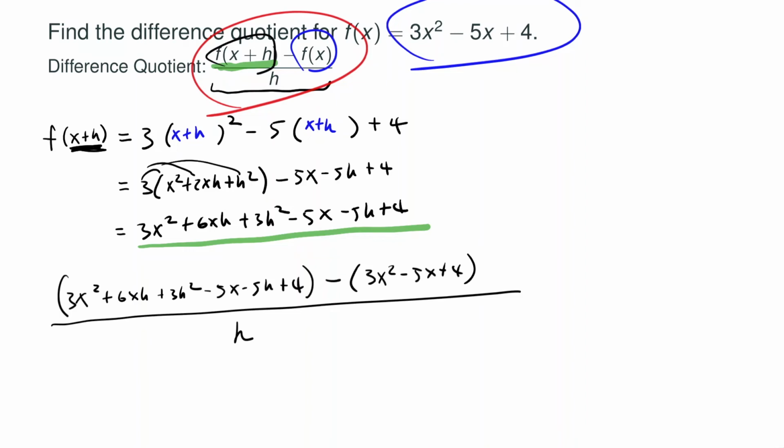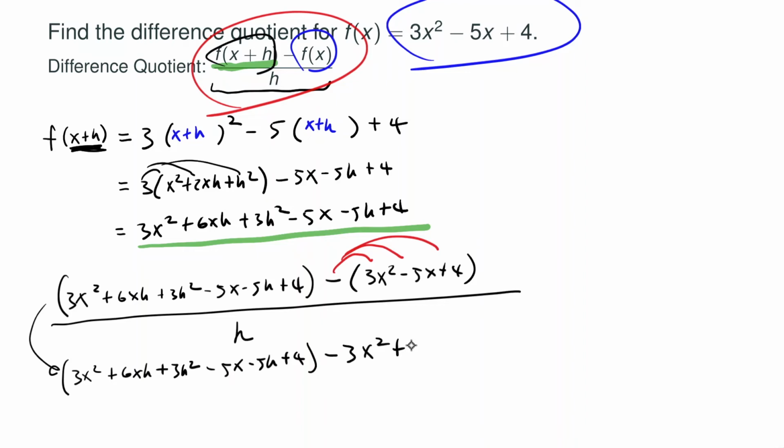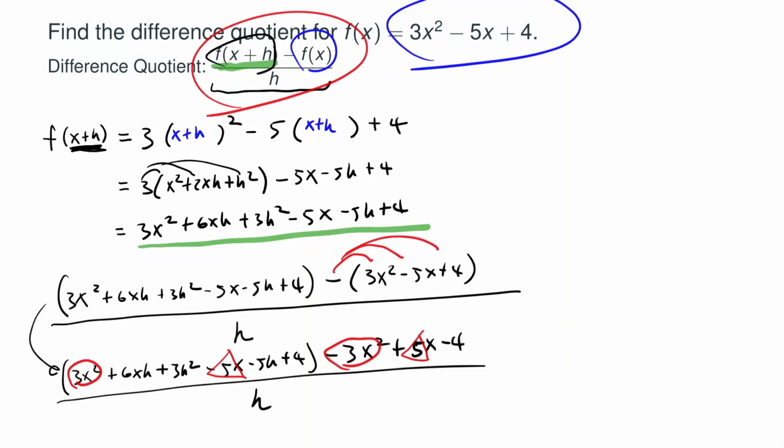When we simplify, important to remember is distributing this negative sign. So let me copy this right here, and distribute the negative sign. We get minus 3x squared plus 5x minus 4, over h. So we can see that some stuff will cancel out. 3x squared minus 3x squared will cancel out. Negative 5x and positive 5x cancel out. Positive 4 and negative 4 will cancel out by collecting like terms.